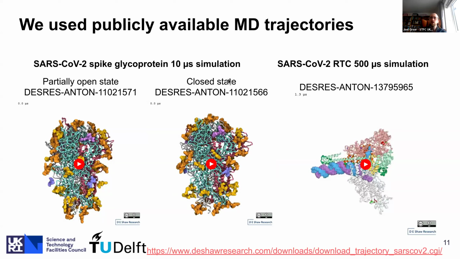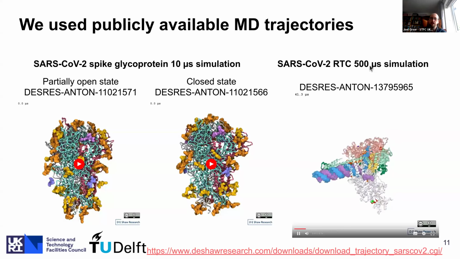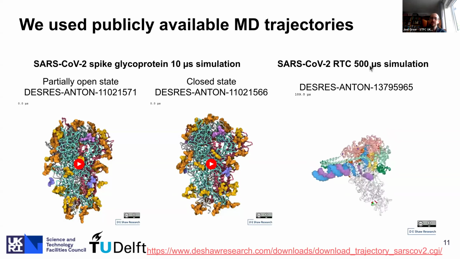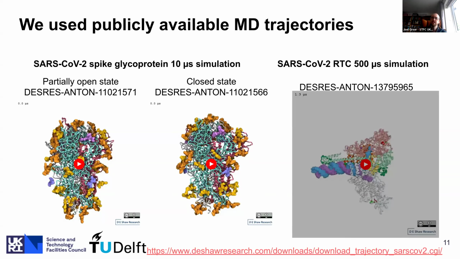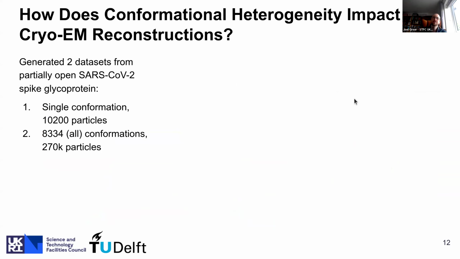We've also used a long NSP13 bound SARS-CoV-2 replication transcription complex simulation. This one is 500 microseconds in total, with each frame being 4.8 nanoseconds separated. So we chose this to allow us to investigate heterogeneity present over as long a timescale as possible. So we use these MD simulations to create synthetic micrograph datasets using Roodmus.